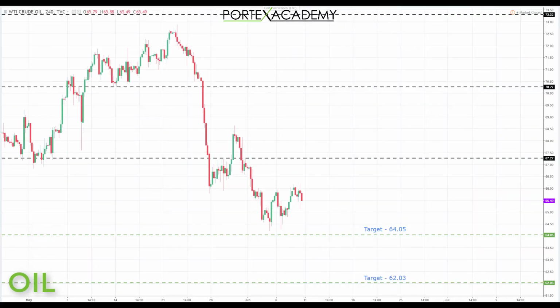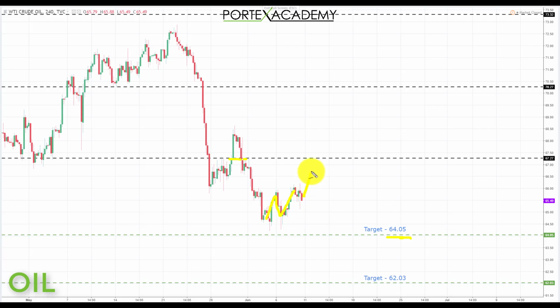Next, we have crude oil. Now, last week we started the week down in this area below broken support. You can see it has already turned resistance a couple of times here, and we've started to correct in oil. So we are looking for further declines in oil down towards the first target here at the 64.05.